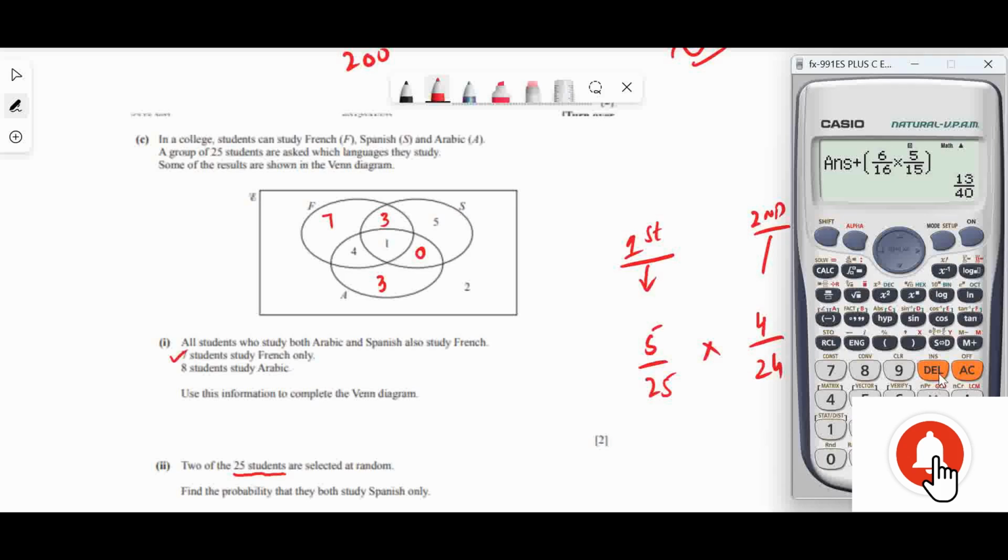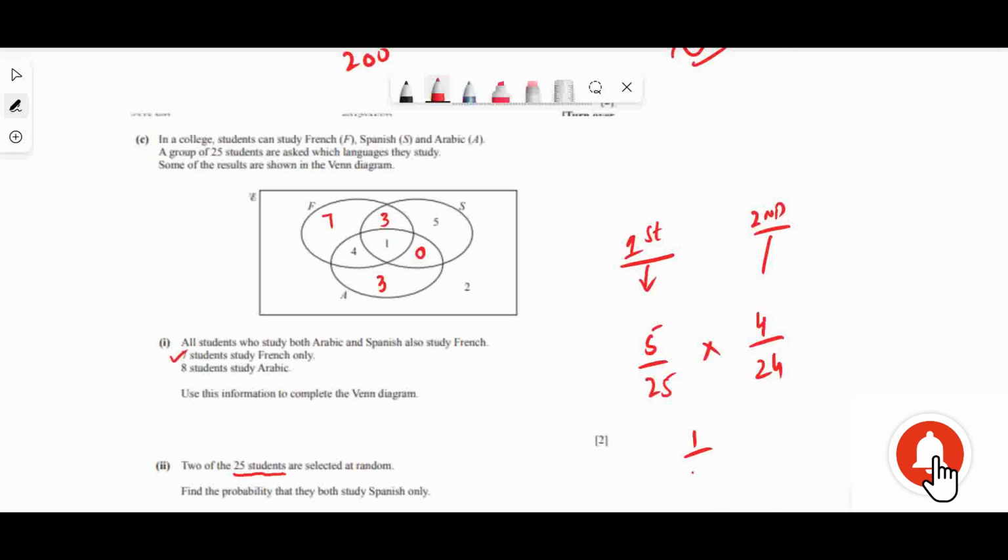Now, if we simply use a calculator to simplify it, this will be 5 divided by 25 multiplied by 4 divided by 24, which equals 1 by 30. So that is what we had to find out, the probability that both study Spanish only. The total number of students who have studied Spanish only is 5. I hope the concept is clear.